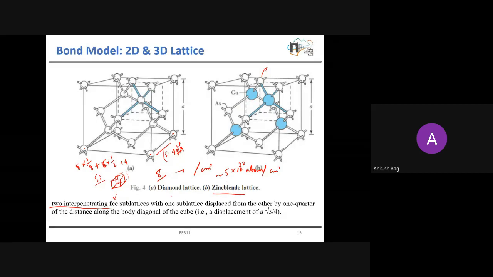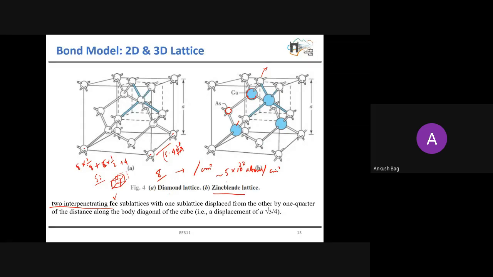What is the difference between zinc blende and diamond? Zinc blende and diamond are the same, but here, as I mentioned, your diamond lattice is two interpenetrating FCC lattices. One FCC lattice is made of arsenic, and the other FCC lattice is made of gallium. You can see here, these are gallium atoms and these are arsenic atoms. Because this is a compound semiconductor, there should be an equal amount of gallium and arsenic atoms: 50% gallium atoms and 50% arsenic atoms. So it has this kind of arrangement, and this is called the zinc blende lattice.